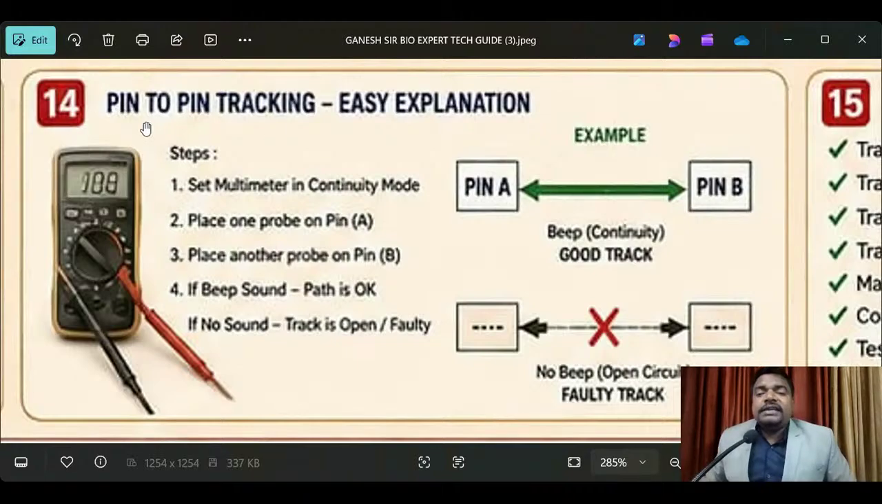Yes, now 14 points here. Pin to pin tracking, easy explanation. I'm going to show you in this presentation. See here how pictures are attached here. For your easy understanding purpose, I'm giving these notes.